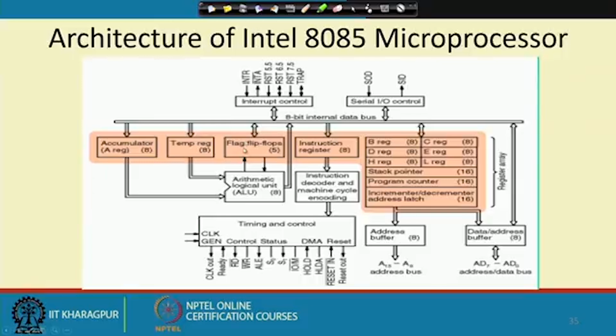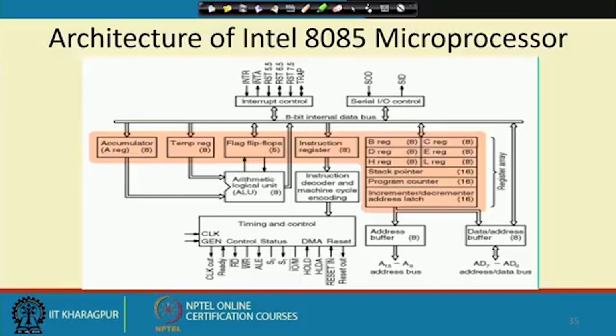There is a flag register which consists of a set of flip flops. The A register is 8 bit wide, the temporary register is also 8 bit wide, and the flag register is 5 bit wide. The ALU does operations in terms of 8 bits, and there is an internal data bus which is 8 bit wide. So, all the data flowing internally through the processor is 8 bit at a time.